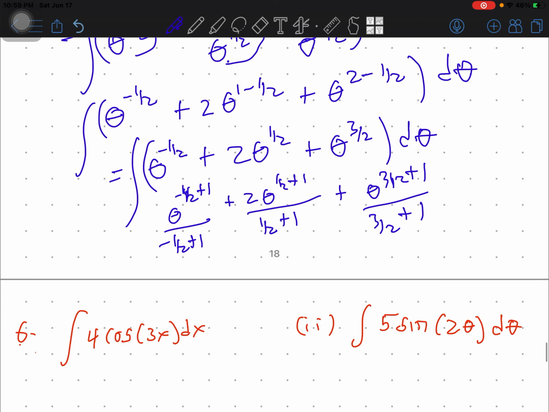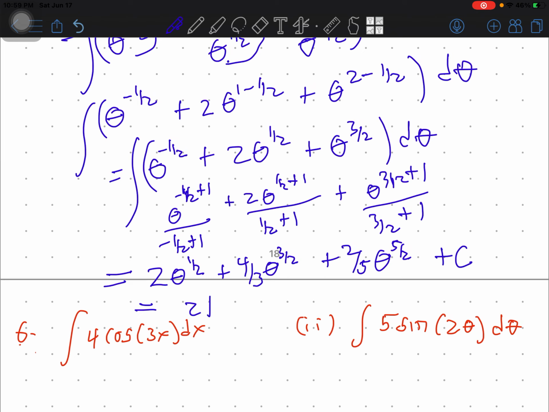So when you get this way, the rest will be algebra, and then you will get your final answer to be 2 theta 1 over 2 plus 4 over 3 theta 3 over 2 plus 2 over 5 theta 5 over 2, and then plus C.